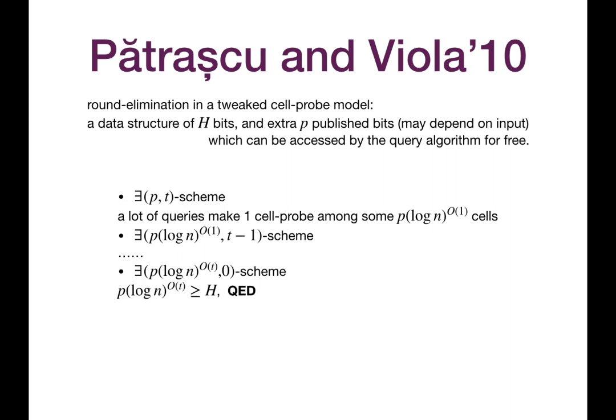Pătraşcu and Viola argue that for a data structure using P published bits and T time, we can publish P times polylog M cells to save one memory access for many queries. By recursively applying this argument, we obtain a data structure that uses some published bits but doesn't access any memory cell. So the number of published bits in the final data structure can't be less than the information theoretic lower bound.